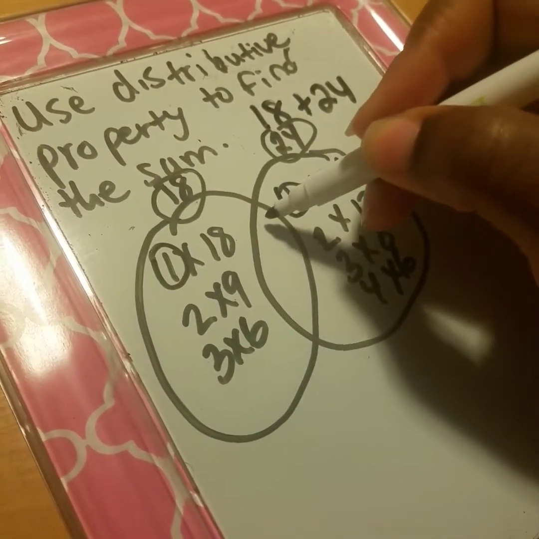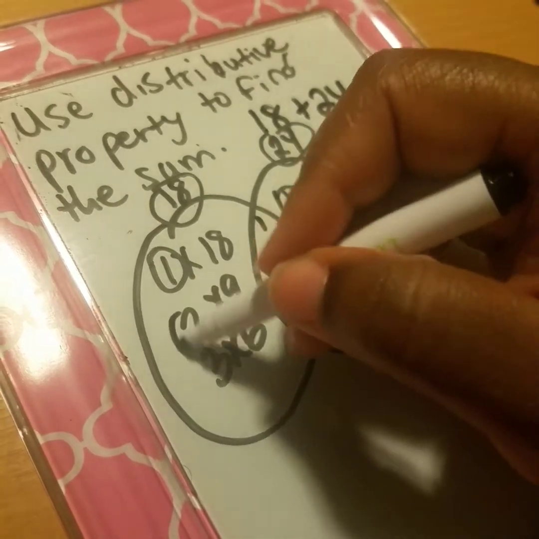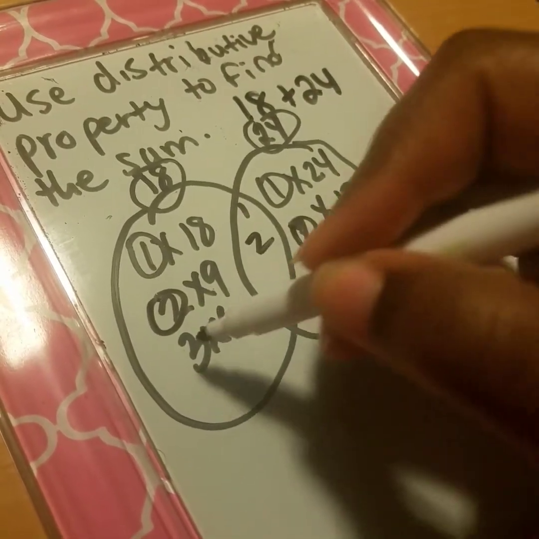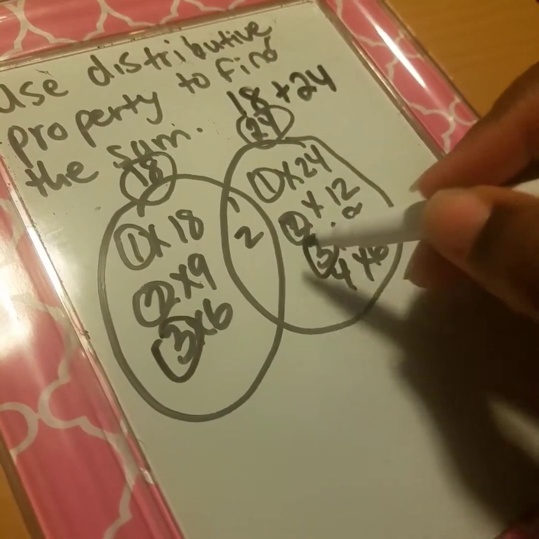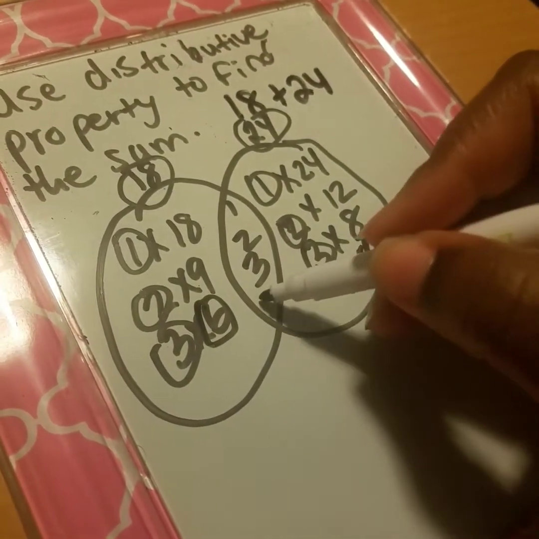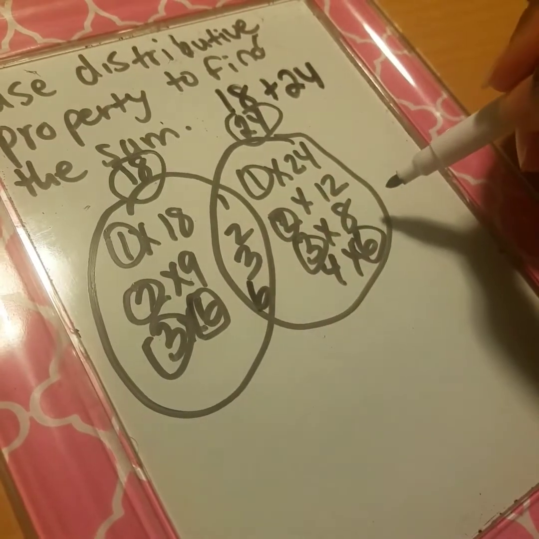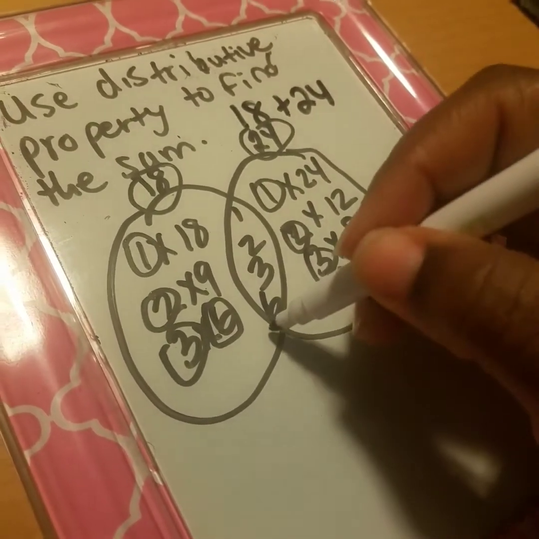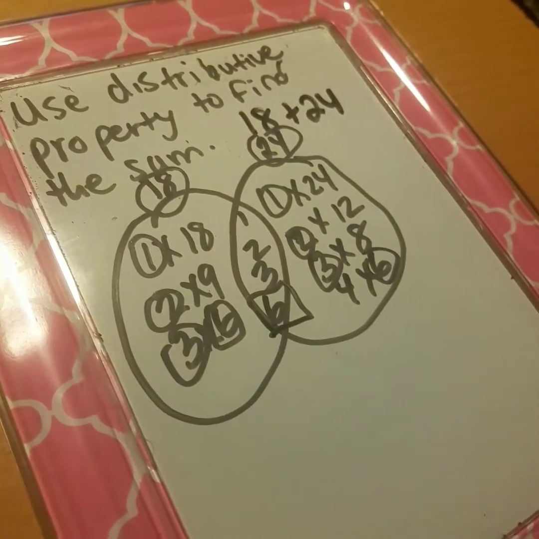Then we circle the ones they have in common and write them in the middle: 1, 2, 3, 6. They do not have 9, they do not have 18. So our GCF is 6.